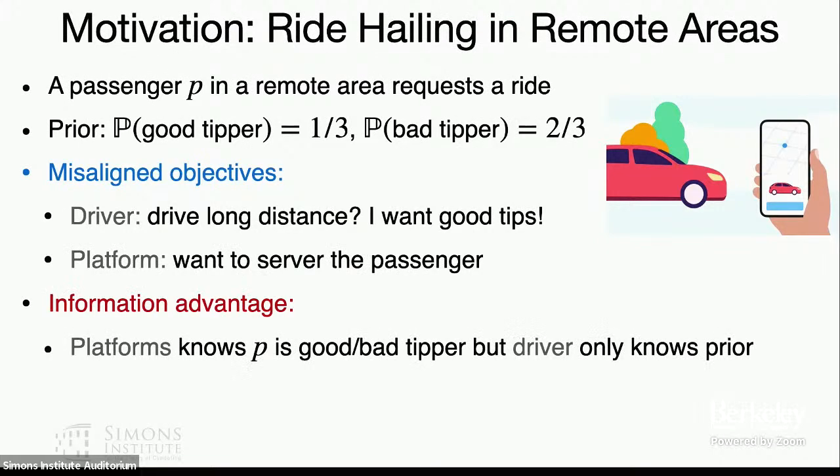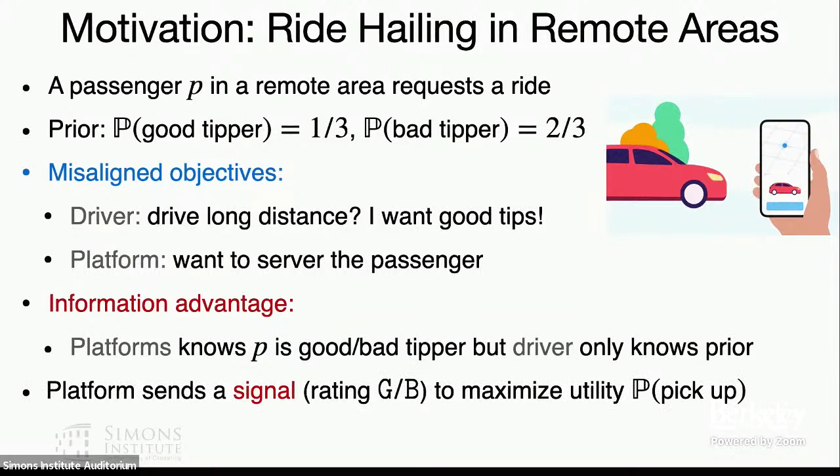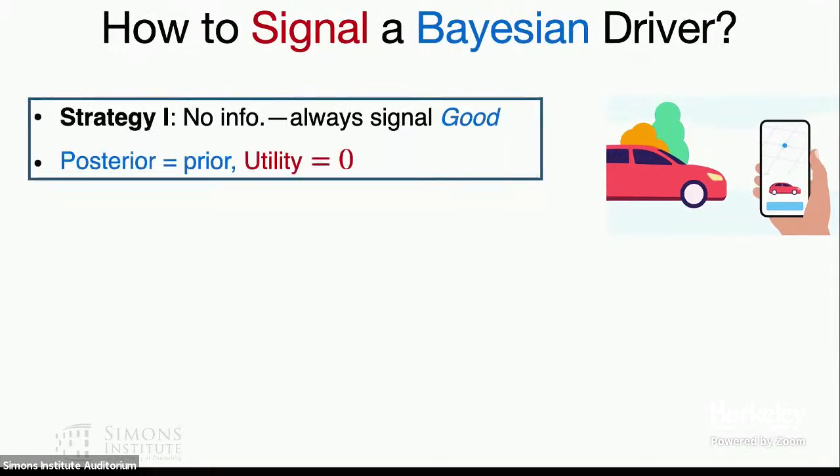Here the probability of the bad tipper is larger than the probability of the good tipper. So based on this prior, which is equal to the posterior, the driver will not come. In other words, there's no service, so the utility for the platform is 0.